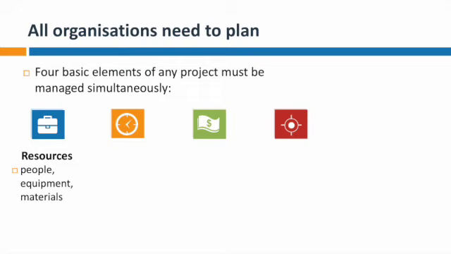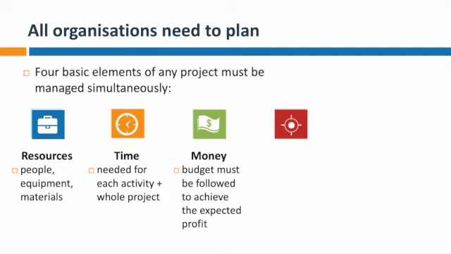Okay, we need to manage our resources, and obviously we need to manage our time, the time that we need for each activity, and also the time that we need for the whole project. Then money, obviously the budget is going to affect our resources. It's going to affect, for example, the time that we need for the project. So all of these elements are interconnected. And obviously we need to follow the budget. Once we plan, we need to follow the budget to make sure that we achieve the expected profit and that our project is profitable.